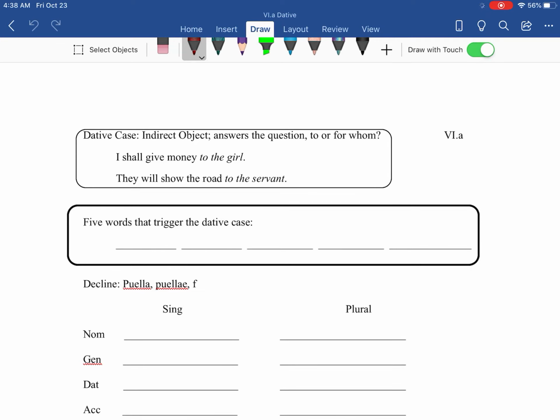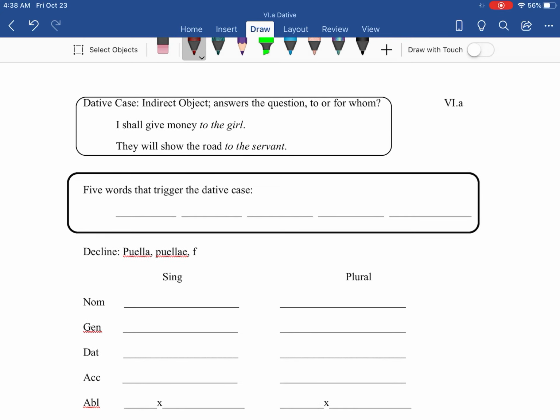All right, so lesson 6, dative case. The dative case is the indirect object. And the indirect object answers the question to or for whom, or in another way, it receives the direct object.